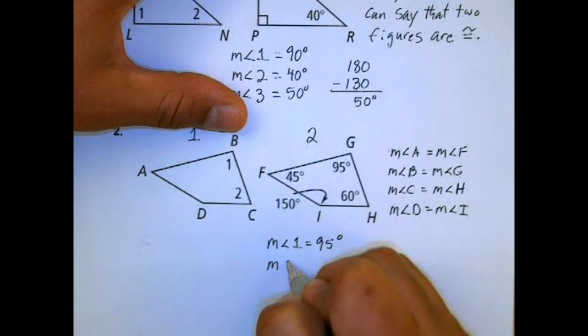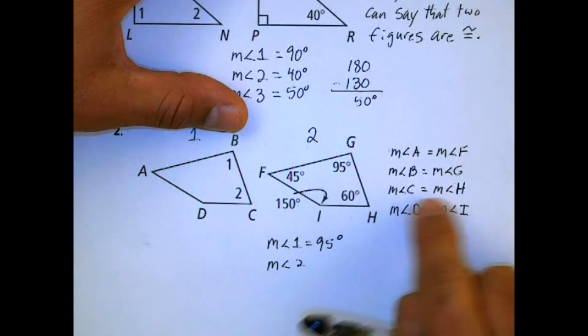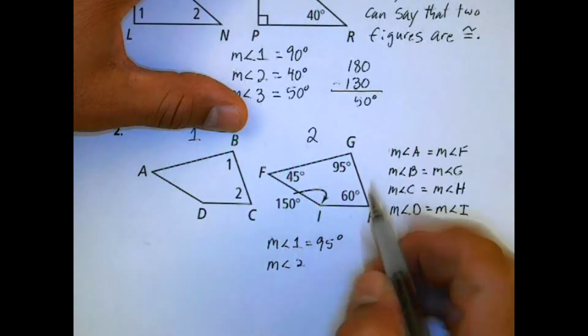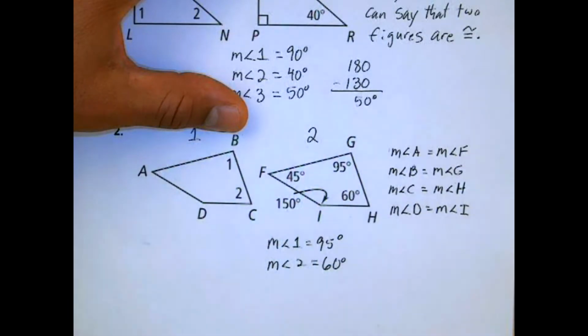And the measure of angle 2, well, what's 2? Which is angle C, and that's going to be equal to angle H, which is 60 degrees. So the measure of angle 2 is equal to 60 degrees.